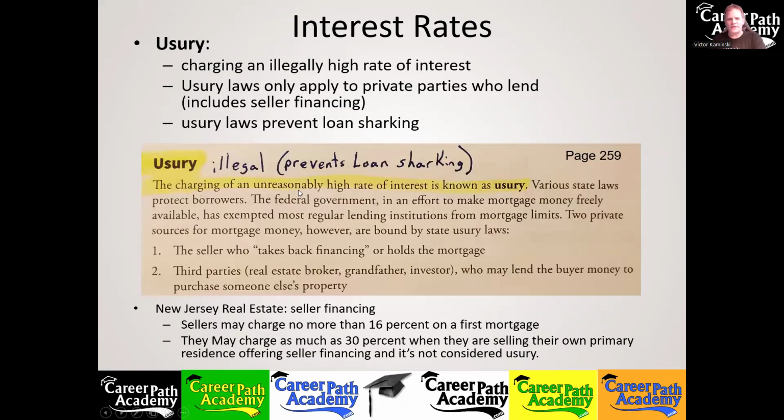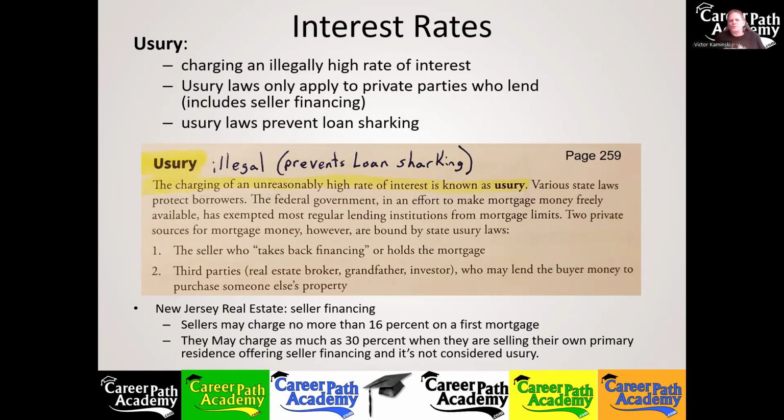So, usury. Ooh, usury. Who's using who? What's going on here? Usury is illegal. We have laws to prevent usury. Usury is charging an illegally high rate of interest. Usury laws apply to private parties who lend, including seller financing.